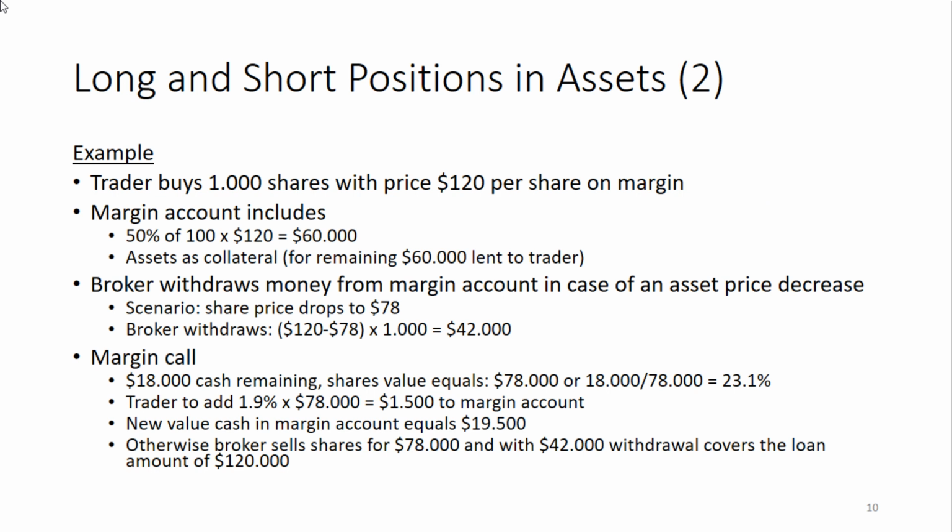So I have an example to illustrate that. Suppose, very easy, that a trader wants to buy 1,000 shares of a particular stock in this case, and the price is $120. The spot price is $120 per share, and he wants to buy this asset on margin. Well, then the broker says, you only have to pay 50% in cash, which is 50% of these 1,000 shares times the price of $120, which is $60,000. And on top of that, you need to pledge the asset as collateral.